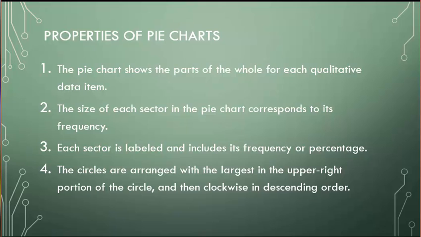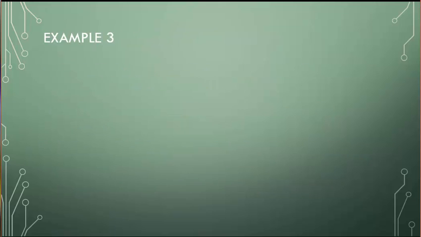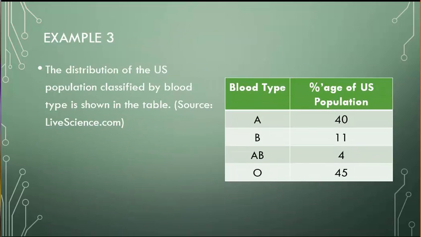So let's take a look at an example of one of these and see how we can make a pie chart for it. So how about this? The distribution of the U.S. population classified by blood type is shown in the table. So there are 4 blood types, A, B, AB, and type O. And so 40% have type A, 11% have type B, and so on. And so we want to make a pie chart of this.